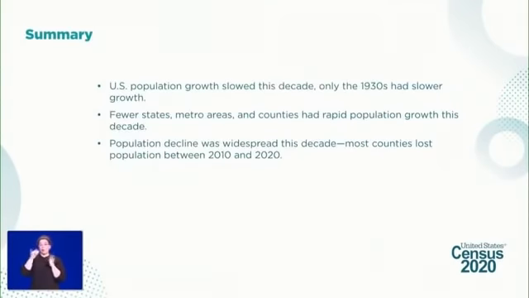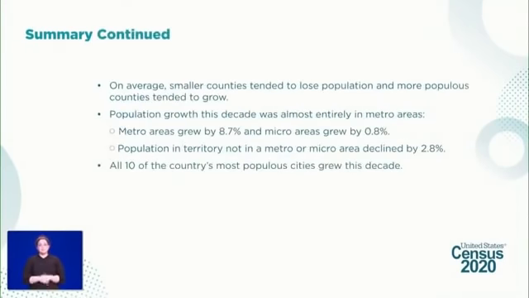In summary, U.S. population growth slowed this decade. Only the 1930s had slower growth. Fewer states, metro areas, and counties had rapid population growth this decade. Population decline was widespread this decade. Most counties lost population between 2010 and 2020. On average, smaller counties tended to lose population, and more populous counties tended to grow.